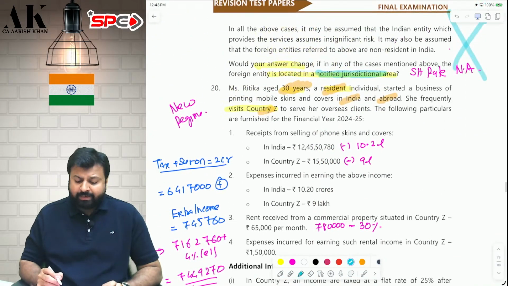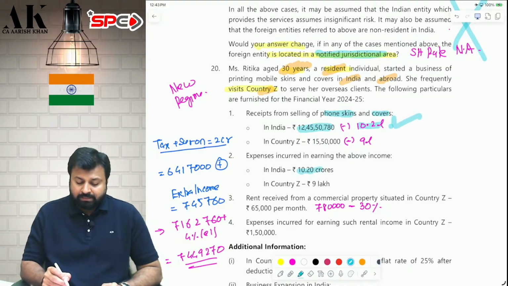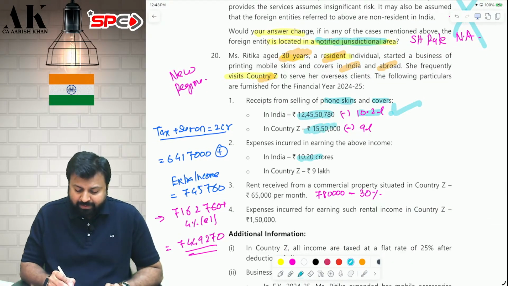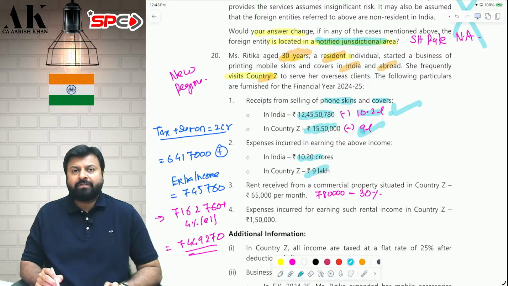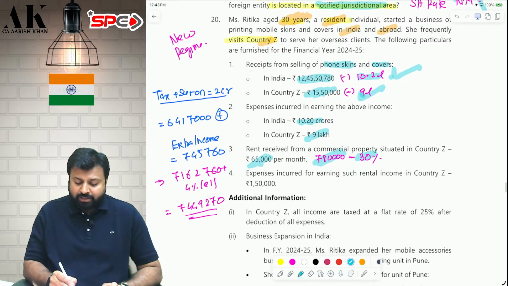What all things will come in Ritika's income? First of all, income from selling of phones, skins and covers, 12 crore 45 lakhs minus expense of 10.2 crore. This will be the net income. Similarly, income from country Z 15.5 lakhs minus 9 lakhs, so 6.5 lakhs income from country Z. Then commercial property rent 7 lakh 80,000, that is 65,000 into 12, minus 30% standard deduction, expenses not allowed.